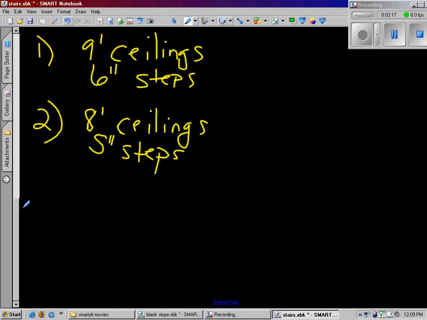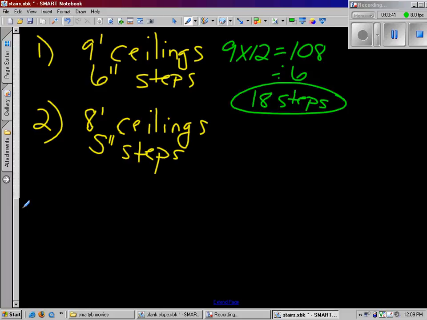Alright, so number 1. First thing I do is I take that 9 times 12, to change 9 feet to inches, 108 inches, and then I'm going to divide that by the 6 inches. This one I like because it doesn't give me a decimal, 18 steps. And problem number 2, changing that 8 feet to inches, which we did before. We know that's 96 inches. And divide it by the 5. Again, I'm probably going to get a decimal. In fact, I know I am.